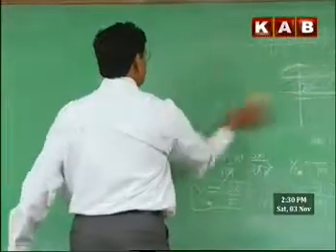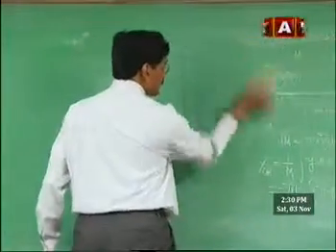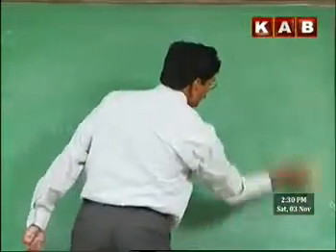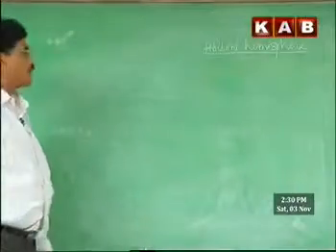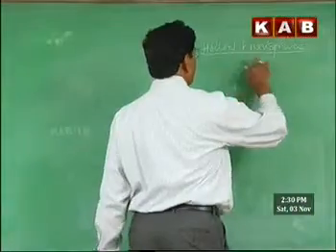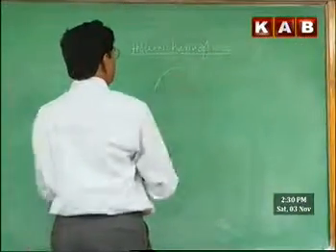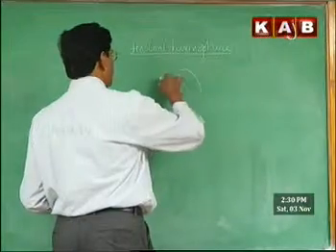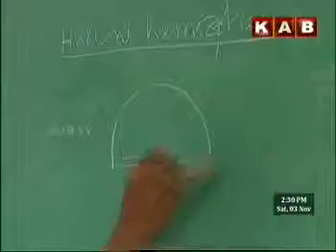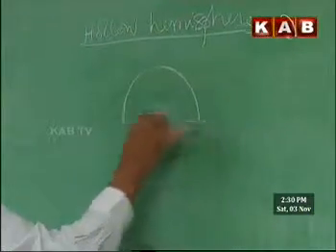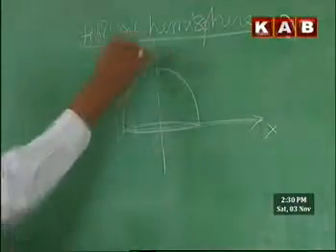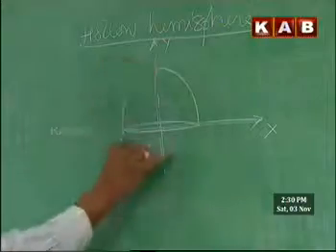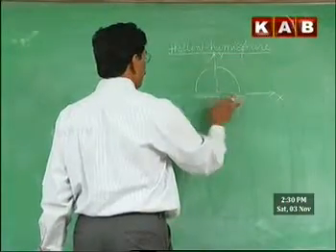Next we calculate the center of mass of a hollow hemisphere. How to determine the center of mass of a hollow hemisphere? Here also we consider a uniform hollow hemisphere and let it be symmetric to the y-axis and whose base is at the origin. The center of the base is at the origin on the x-axis, symmetric to the y-axis, and this is a hollow hemisphere.